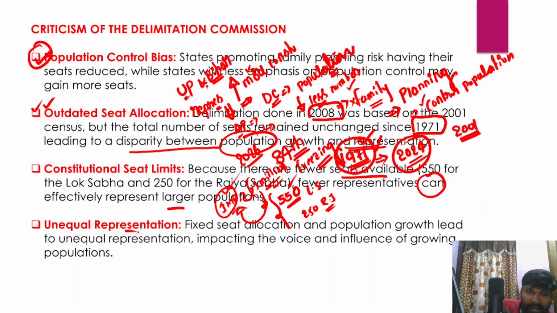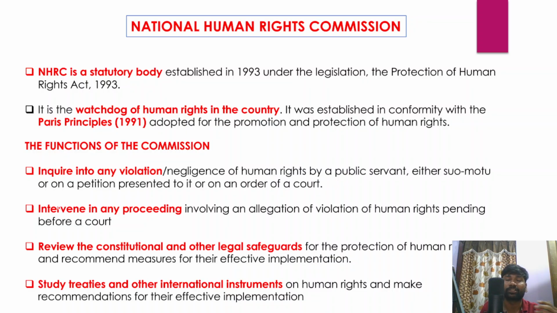And similarly, unequal representation. Unequal representation in the sense that a fixed seat allocation and population growth actually lead to unequal representation, and that has been impacting the voice and influence of growing populations as well. So these are the major criticisms that the delimitation commission has been facing.